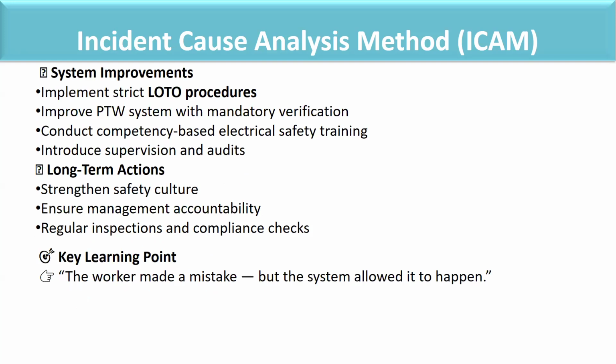Now, system improvement. How will we improve our system? Implement strict LOTO procedure. Improve PTW system with mandatory verification. Conduct competency-based electrical safety training. Introduce supervision and audits. Long-term actions: strengthen safety culture, ensure management accountability, regular inspection and compliance checks.